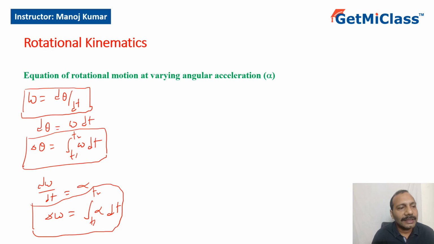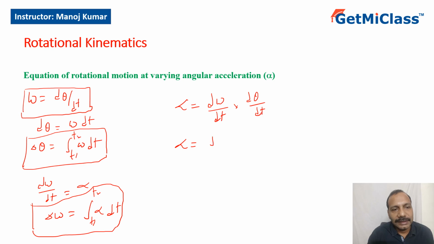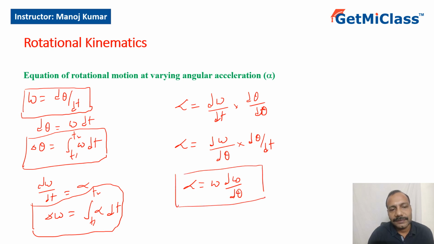Now we have the other case, when omega is given in terms of theta. In that case, what do we do? We have alpha equal to d omega by dt. I'll multiply and divide by d theta. So alpha can be written as d omega by d theta into d theta by dt. And d theta by dt is omega, so alpha equals omega into d omega by d theta. So when omega is given in terms of theta, we can find angular acceleration by using this expression.